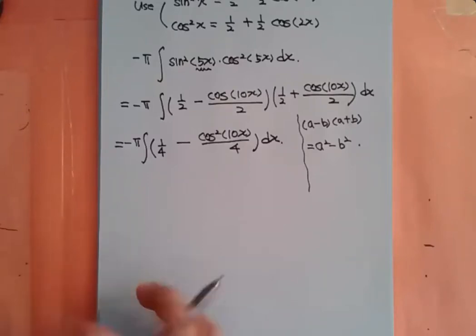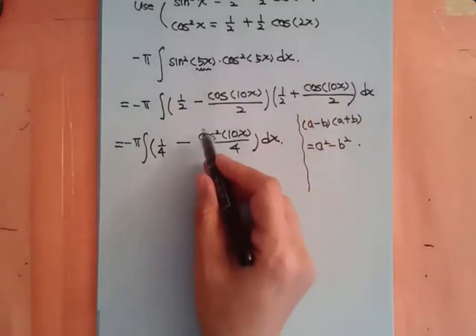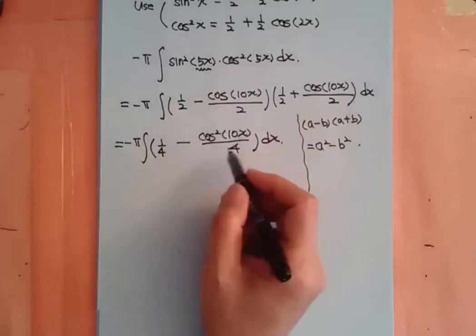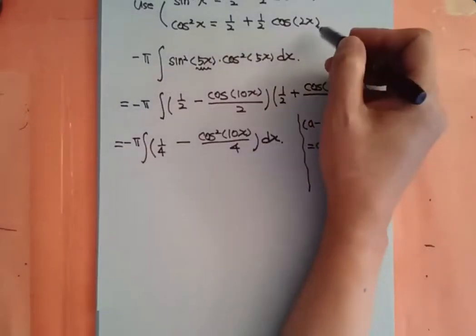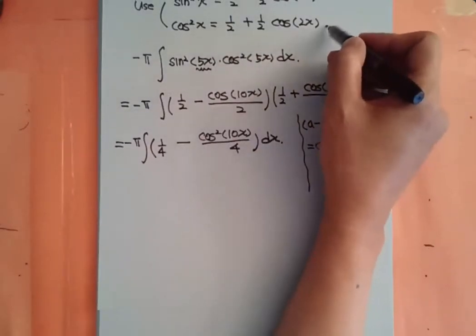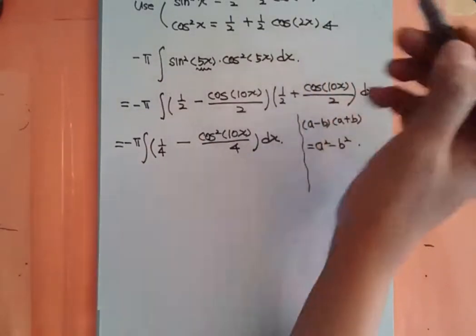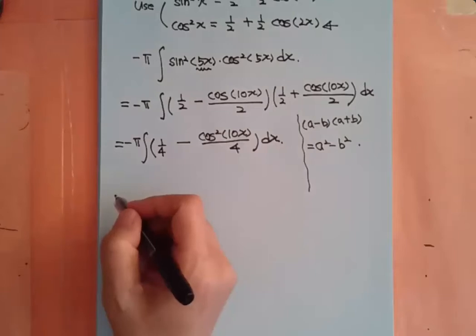And then this is a second degree term with cosine, which we don't have the handy formula for. So we will try to lower the degree by using the half angle formula.